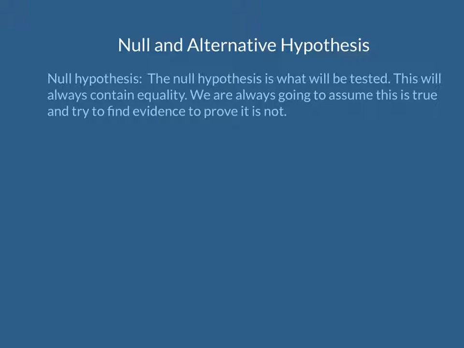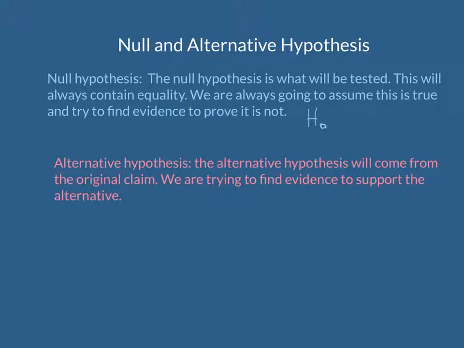We are always going to assume that the null hypothesis is true, and then we will find evidence to prove it is not. The notation for the null hypothesis will be H naught, for hypothesis naught. That means naught can be like a starting point or original, so that's why we call it H naught.